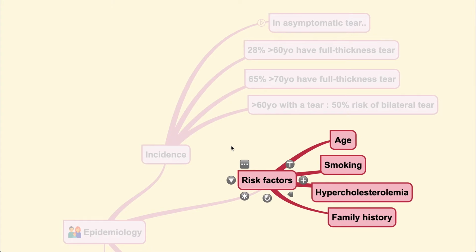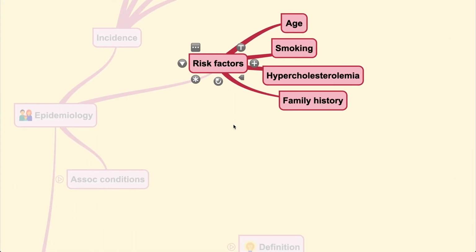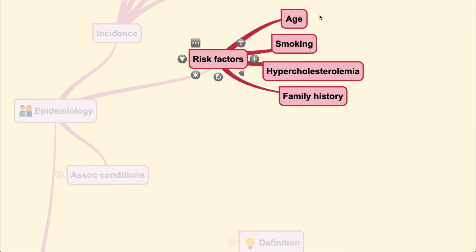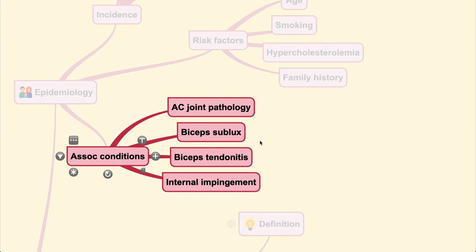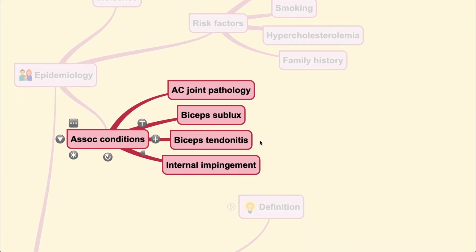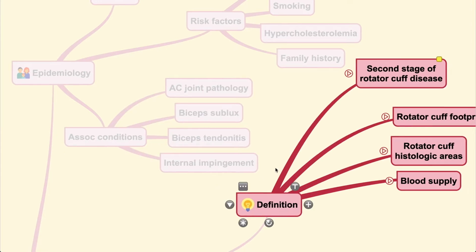And there are specific risk factors that may predispose to the formation of this condition, which include age, smoking, hypercholesterolemia, and also family history. The rotator cuff tear is also associated with certain conditions such as AC joint pathology, which has been discussed previously in subacromial impingement. The AC joint pathology may decrease the space available under the acromion and therefore lead to impingement, which later on develops into a tear. It could also be associated with other conditions such as biceps pathology and internal impingement of the shoulder.